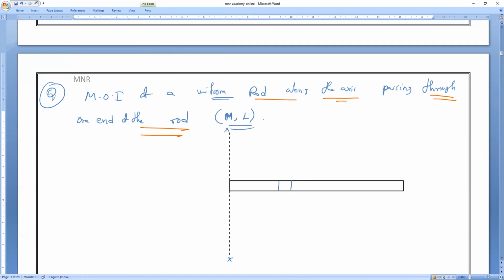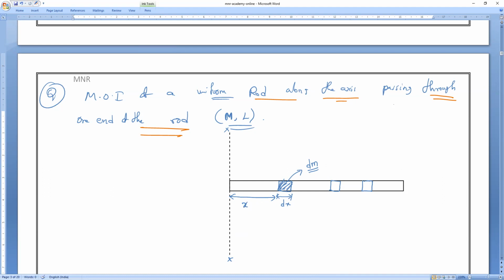So what is the mass of this particular particle? Any particle I can take, either this particle or this particle or whatever particle is present at some distance x. I'm taking this length, which I will consider as dx, and the mass of this particular part is dm. Any particle I can take, your choice, which is present at some distance from the axis of rotation.